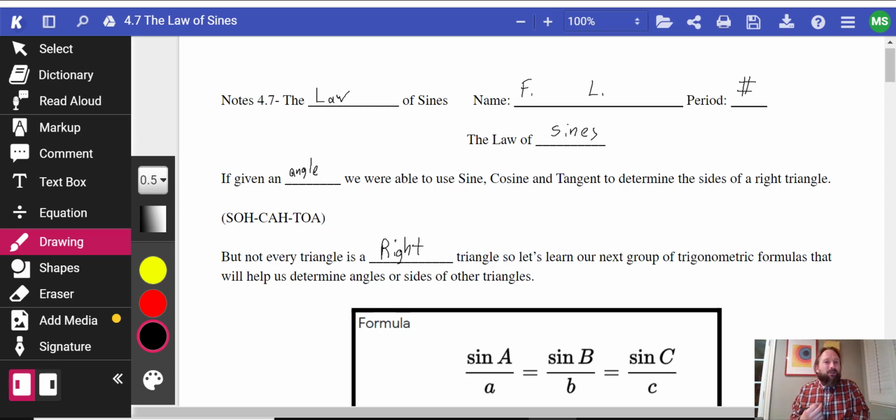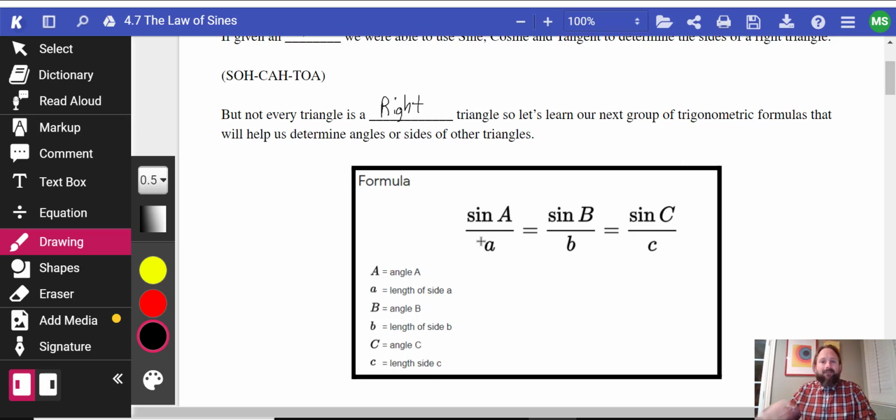Well, they're going to be acute or obtuse. So let's learn our next group of trigonometric formulas that will help us to determine angles or sides of other triangles. So here's the formula. It's called the law of sines. If we have the sine of an angle, and underneath that we have the side, that will equal the sine of a different angle over its side, which is equal to the sine of the third angle over its corresponding side.